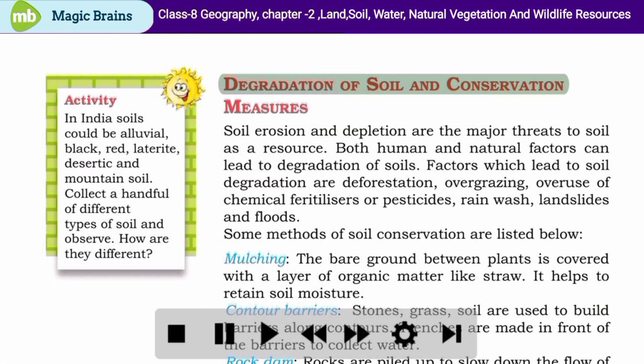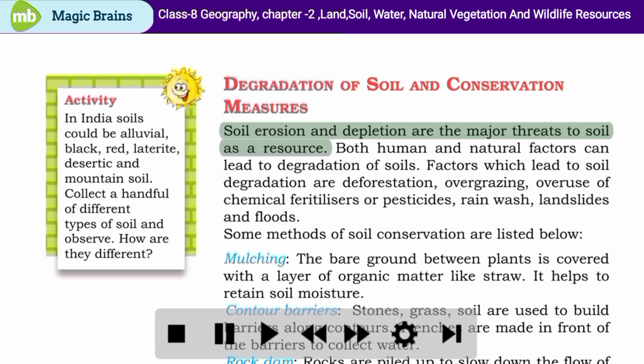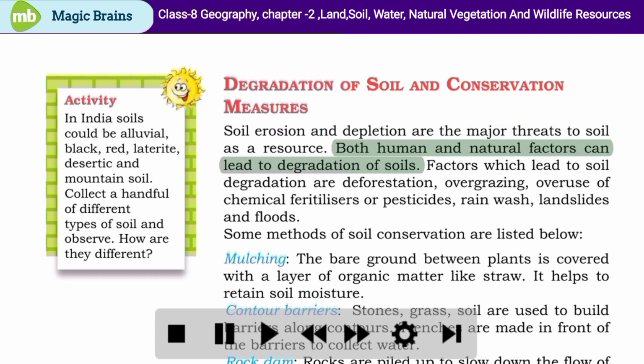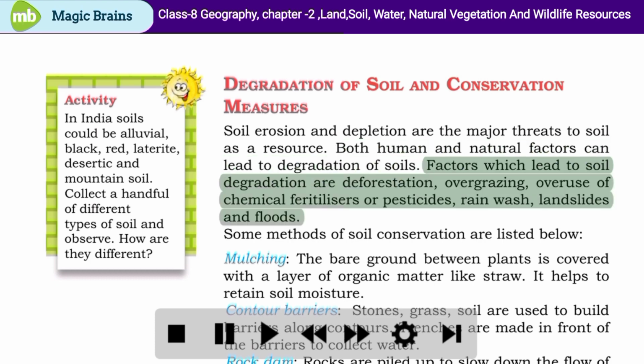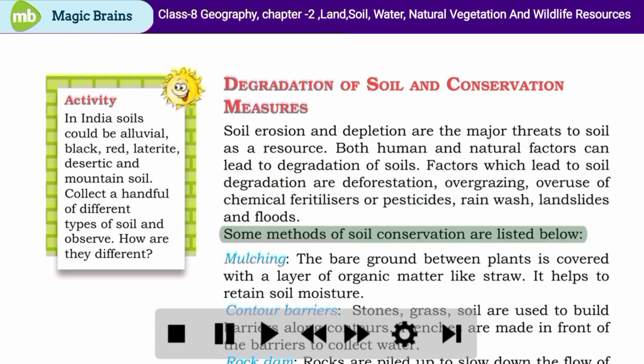Page number 12. Degradation of soil and conservation measures. Soil erosion and depletion are the major threats to soil as a resource. Both human and natural factors can lead to degradation of soils. Factors which lead to soil degradation are deforestation, overgrazing, overuse of chemical fertilizers or pesticides, rainwash, landslides and floods.